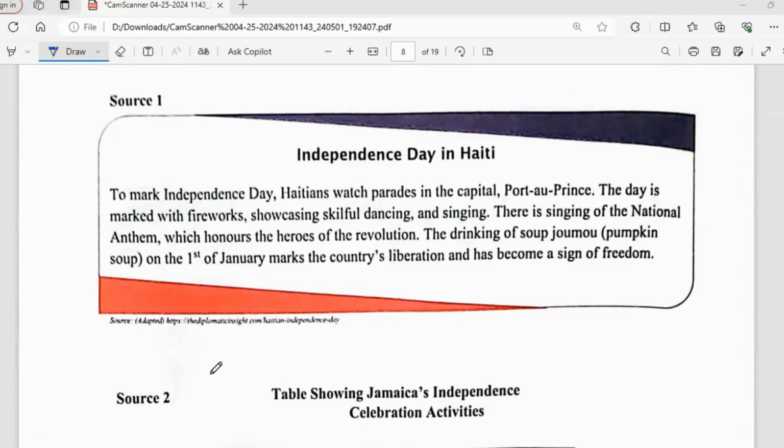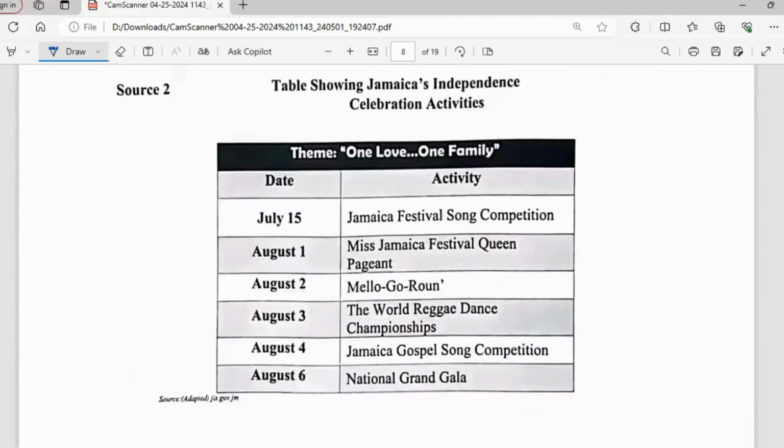The drinking of soup joumou, pumpkin soup, on the 1st of January marks the country's liberation and has become a sign of freedom. Source 2, table showing Jamaica's independence. Theme, one love, one family, and we see the dates there and the activities that are in.